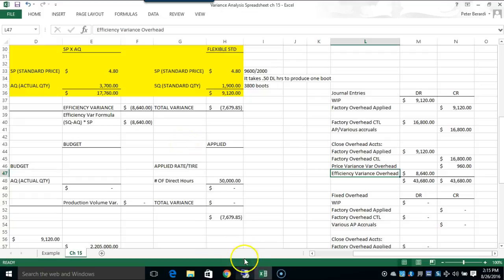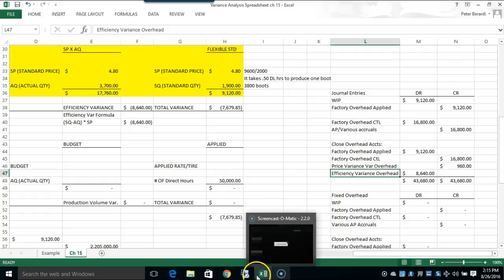And that's essentially the problem for Chapter 15, quick and easy. Thanks.